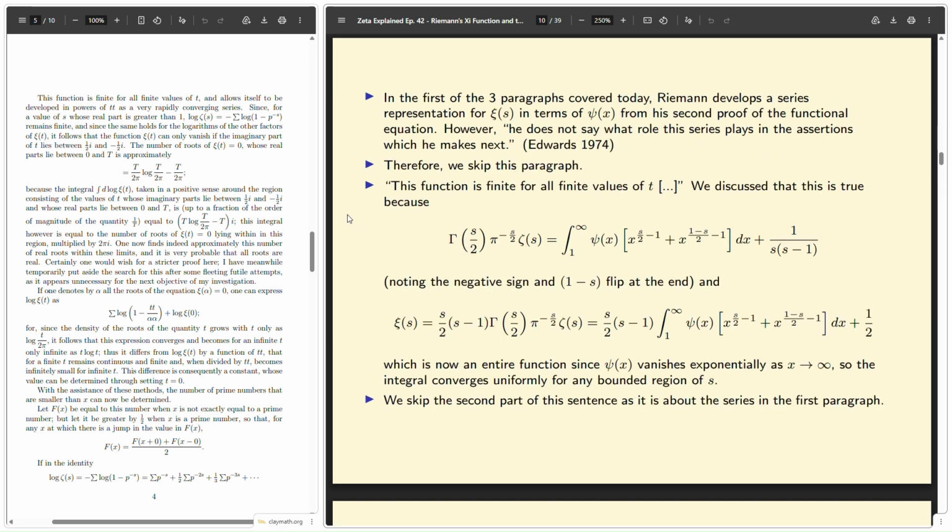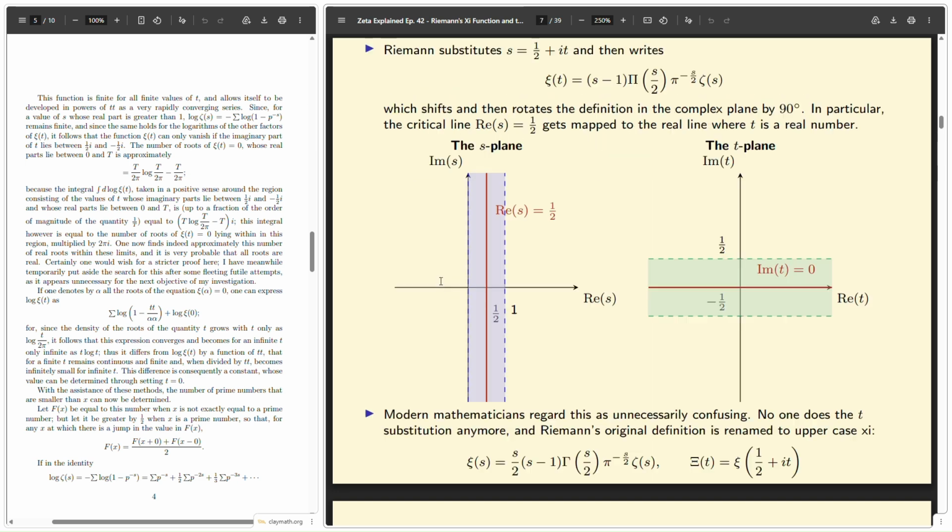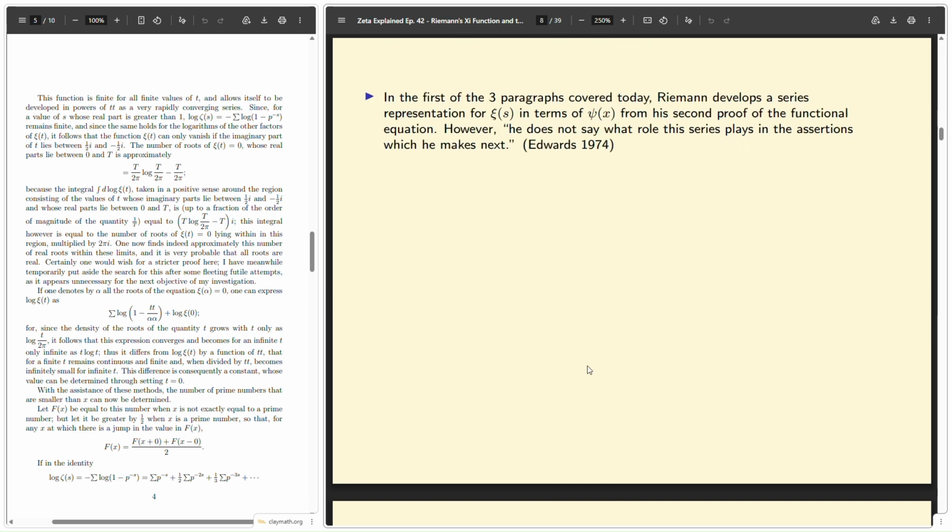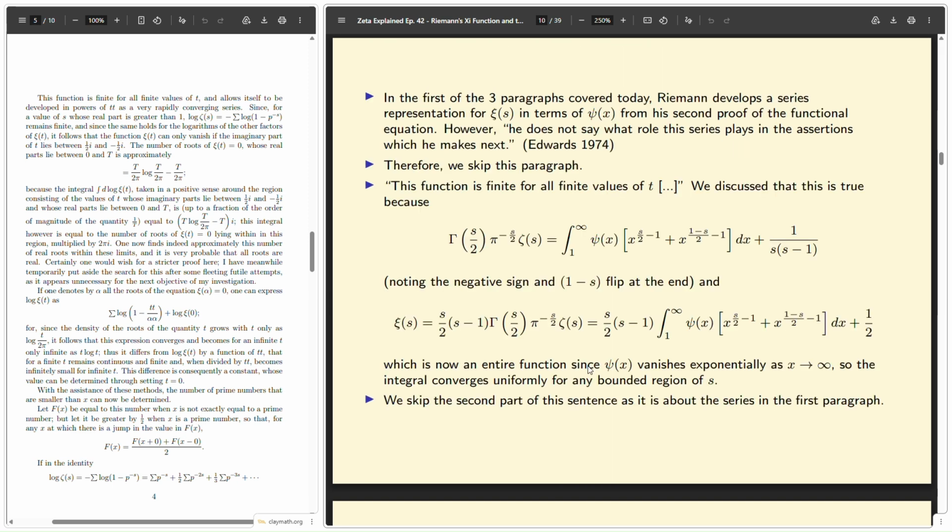Okay, actually, sorry, it's still on this page. So he then says this function is finite for all finite values of t, and we already discussed this before. The reason is, if you take this part from the functional equation from before and this thing that we got from the last episode, you just multiply. Remember the xi of s definition. Let me go back a little bit. Xi of s is equal to this part from the functional equation times s over 2 times s minus 1. So we're just multiplying by s over 2 and s minus 1.